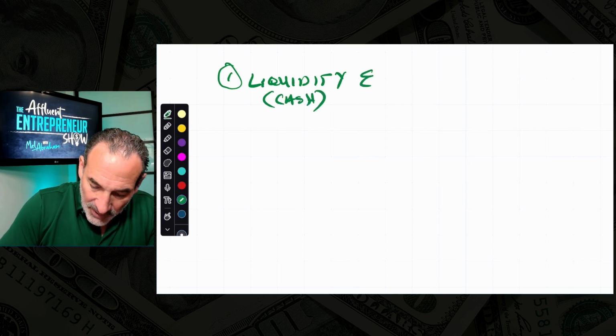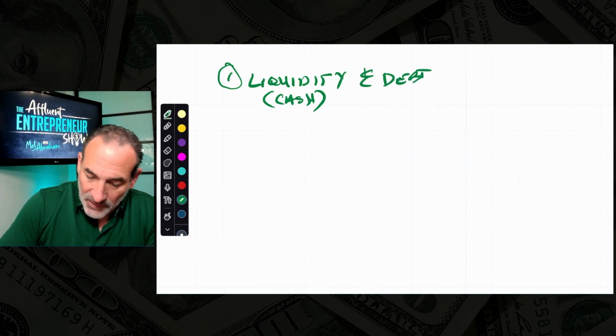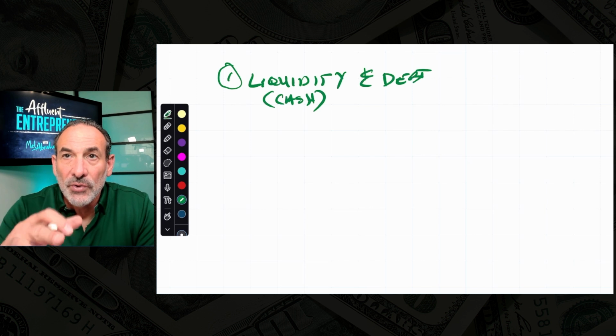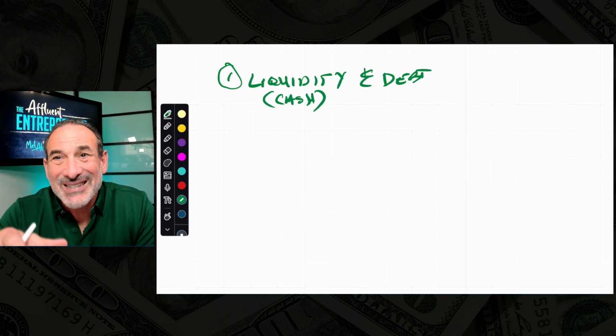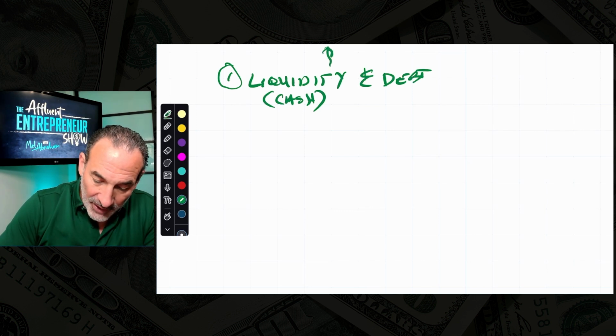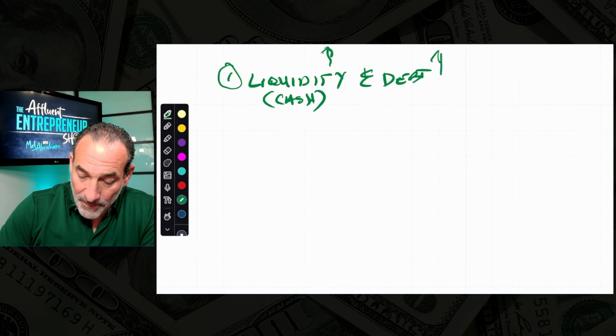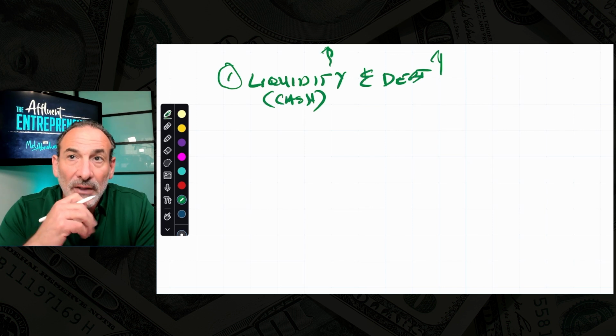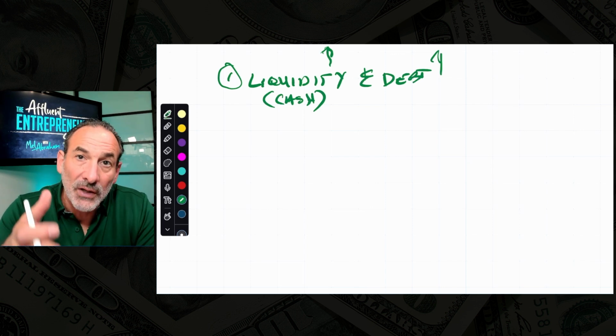Okay, and my debt position. When I do this, I'm looking at it for where it is today, but also where it has come from. Is my liquidity going up or down? Is my debt going up or down? The hope is that our liquidity is going up and our debt is going down over time.